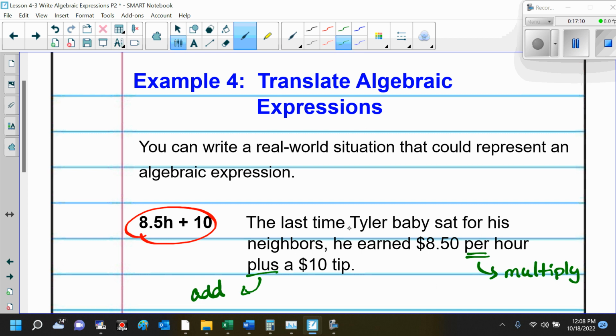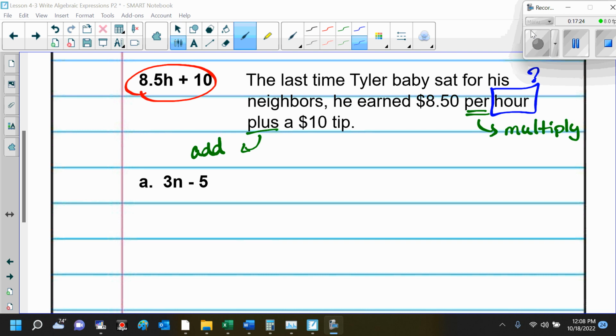So when we put it all together, we have the $8.50 times the number of hours. We don't know how many hours. That's my question mark. That's my variable. And then we're going to add a $10 tip. All right, so with your table partner, I would like for you to write a situation for 3n minus 5.